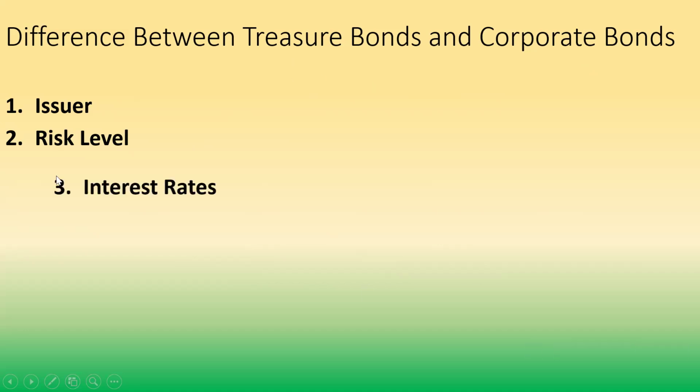The next differentiating factor is interest rate. In treasury bonds, the interest rate or rate of return is lower as compared to corporate bonds, because we have just discussed that high risk means high return. Corporate bonds are more risky as compared to treasury bonds. That's why T bond rates of return are less as compared to corporate bonds, because less risk, less return.